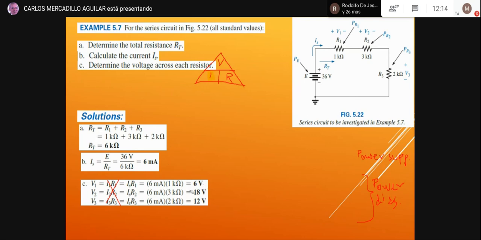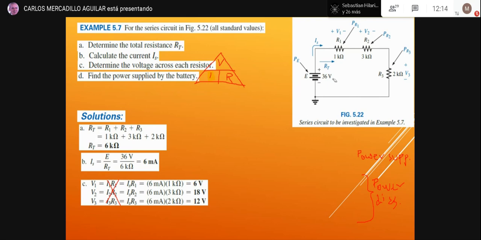Then we have to check that the total of the voltage drops will be equal to 36. Okay? 18 plus 12, how much is it? 30. And 6, 36. Okay, 36 is correct. Don't forget to check.